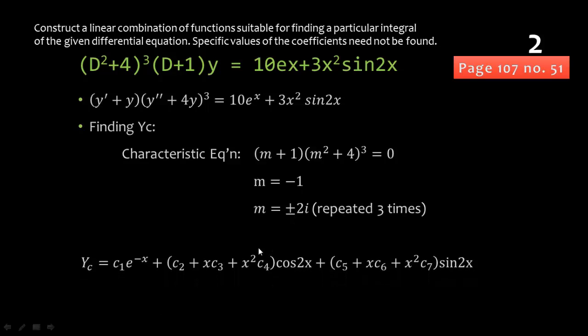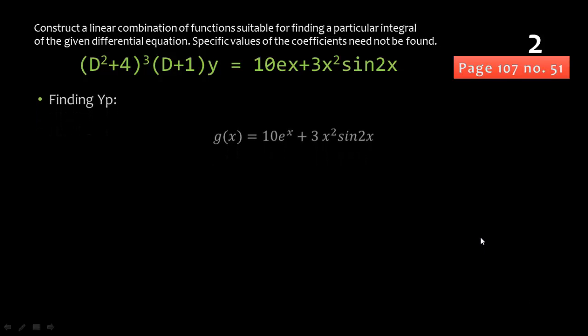Now we have this yc from these roots. yc is equal to c₁e^(-x) plus the quantity c₂ + x c₃ + x² c₄, multiplied by cosine 2x, plus the quantity c₅ + x c₆ + x² c₇, multiplied by sine 2x. Now we have this yc.